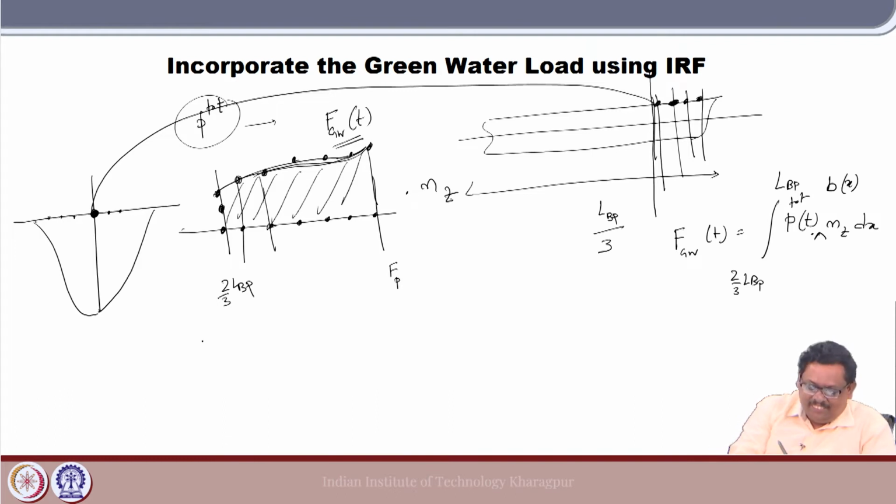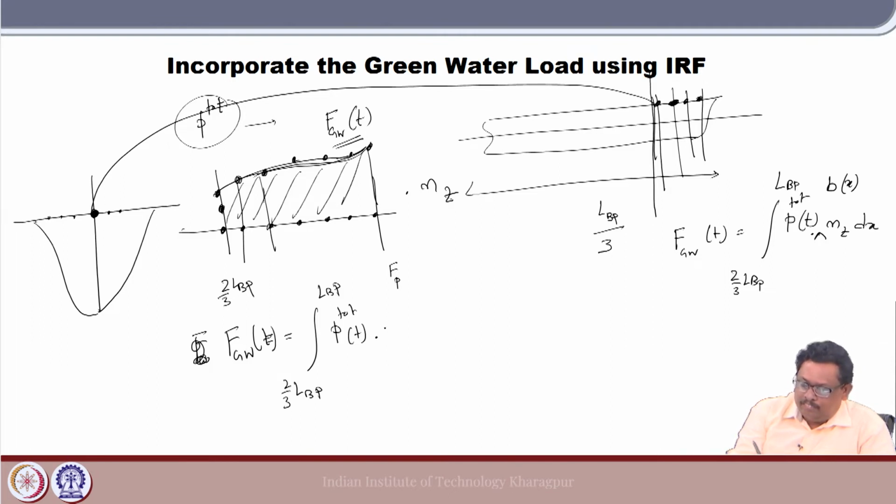So, now I have the green water force F_GW, which is nothing but the integration from 2/3 LBP to LBP, and then I integrate this P dot T, of course, it is T, and then it is equal to B(x) into N_z into dx. So, that should be the force.